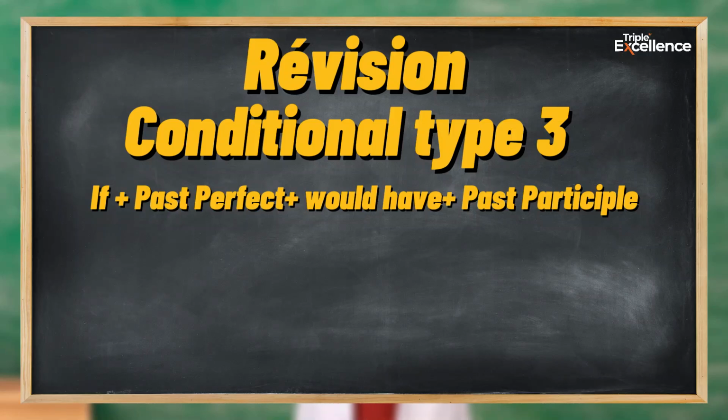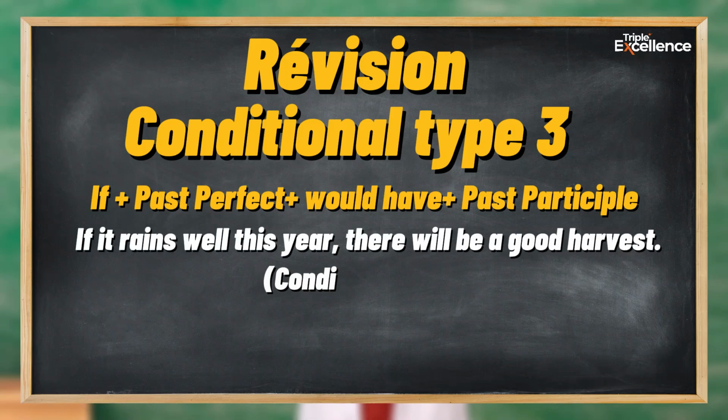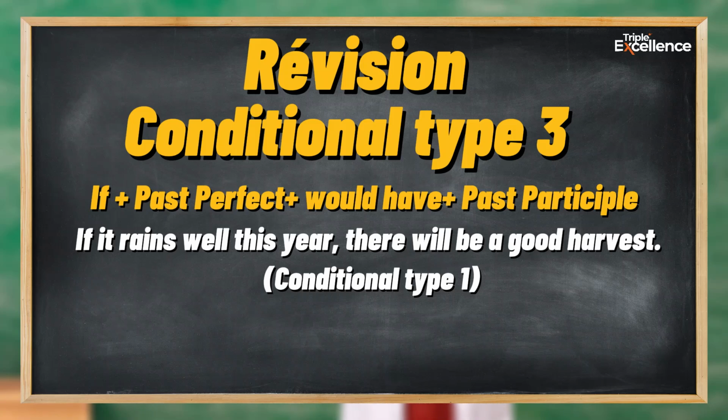Do we remember the exercise we did last time? If it rains well this year, there will be a good harvest. We realize that the sentence was in conditional type 1 because you have if plus present, rains, and will be, future, will plus be, the infinitive form of the verb to be.